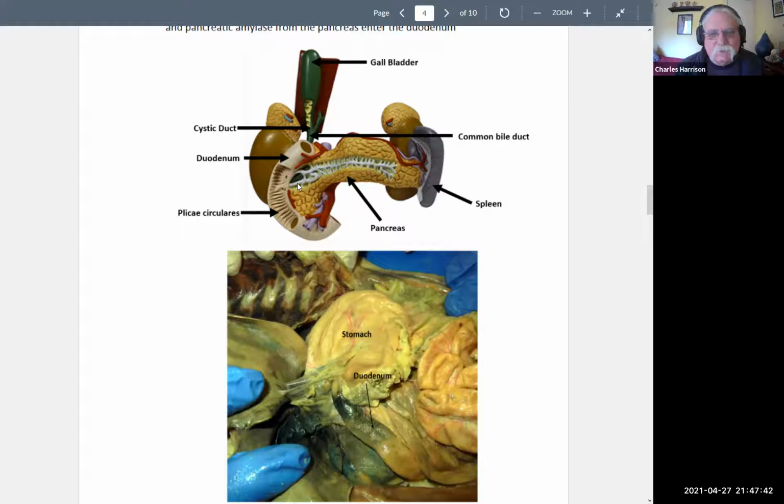Most of the carbohydrate that is digested in the small intestine is digested only because of the secretion of the pancreatic amylase from the pancreas.